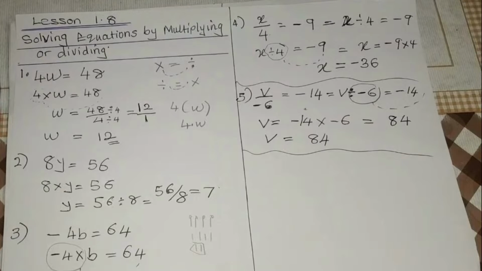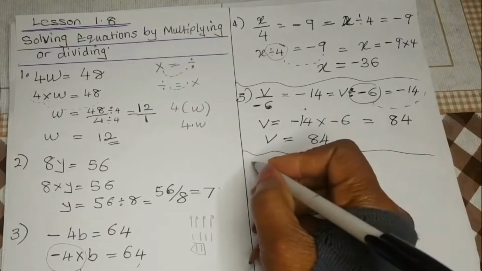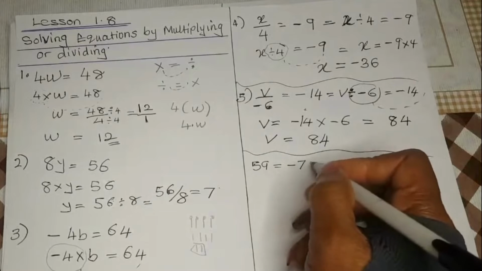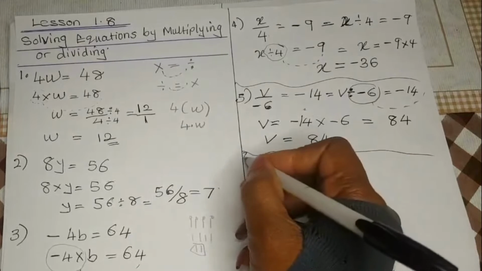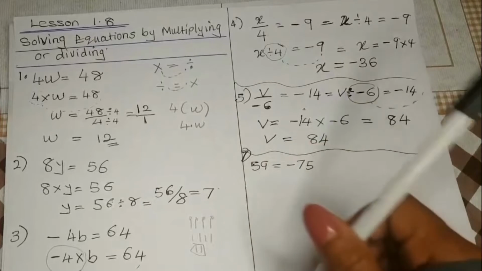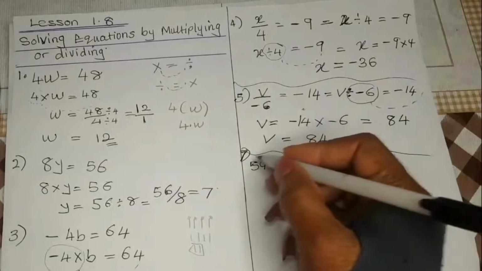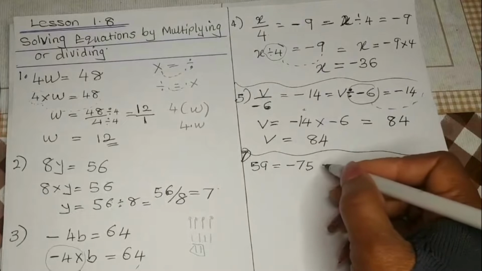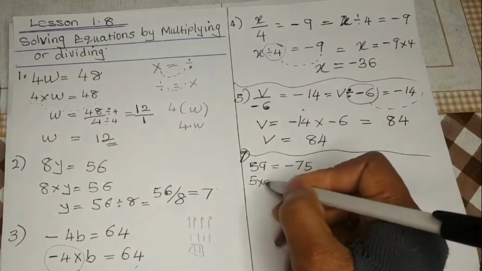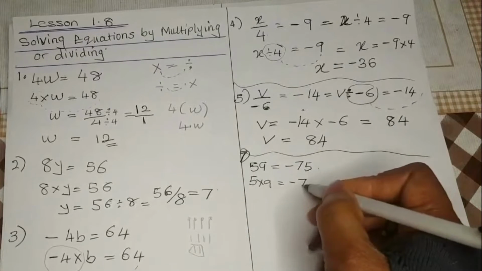Question number 7. 5a equals negative 75. So we are moving this. This means 5 times a equals negative 75.